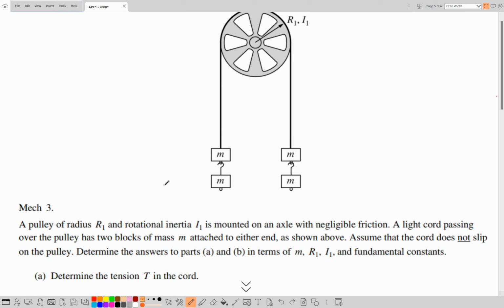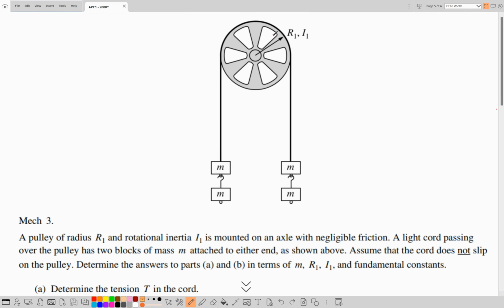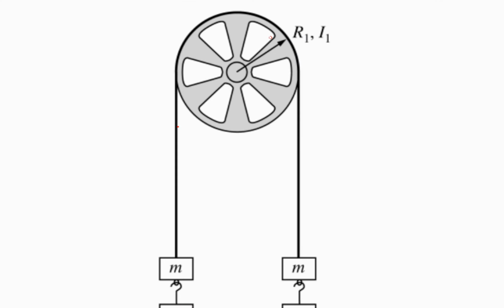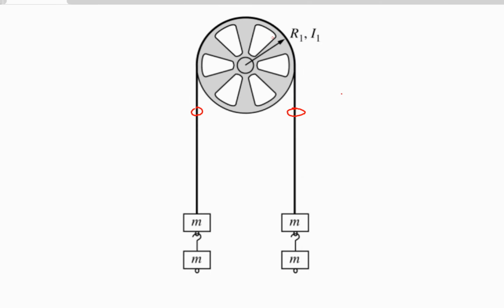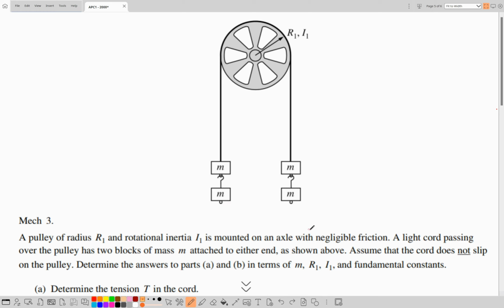A pulley of radius R1 and rotational inertia I1. The pulley is massive, which means that if the pulley is accelerating, the tension T1 on the left is not equal to the tension T2 on the right. It is mounted on an axle with negligible friction. A light cord passing over the pulley has two blocks of mass M attached to either end as shown above.